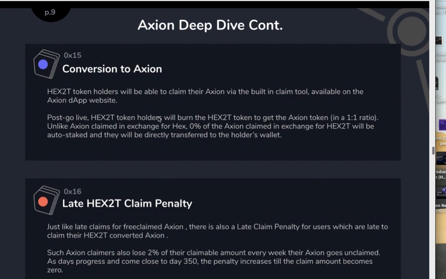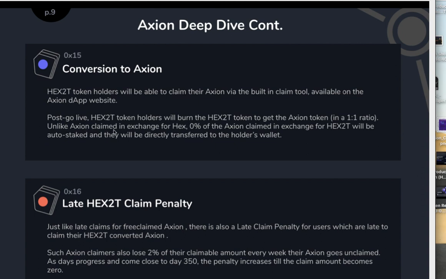Conversion to Axion: Hex2T token holders will be able to claim the Axion via the built-in claim tool. This is to be launched when the platform launches very soon, available on the Axion DApp website. Post go live, Hex2T token holders will burn their Hex2T tokens. So once you've got it in your wallet, or if you bought it on Uniswap, you will burn it, and in exchange you will get the Axion token. It's very important that you understand that it's a 1-to-1 ratio. So if you've got 1,000 Hex2T, you'll get 1,000 Axion tokens.